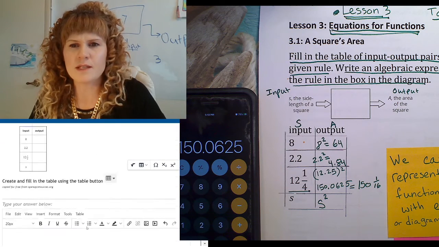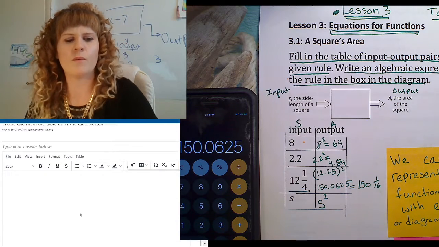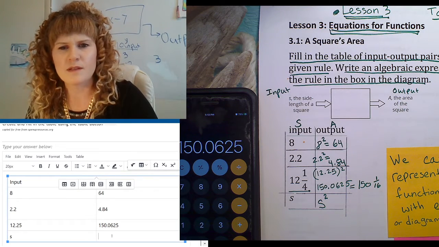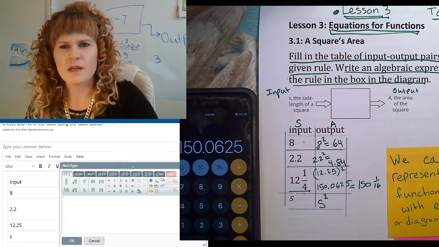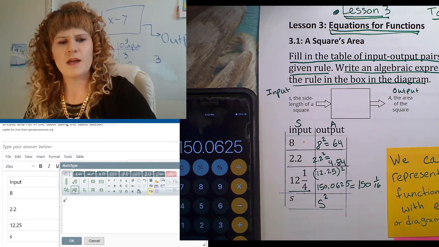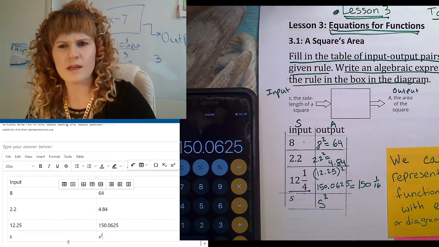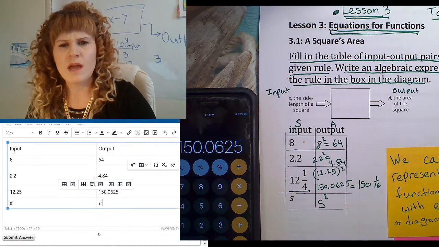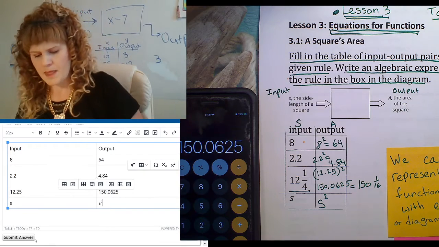Oops, it did not insert it for me. It deleted everything. What did I do wrong? There it is. I'm going to try that again. Equation editor, superscript, S to the power of 2. OK, there it is. And then I'm going to submit the table.